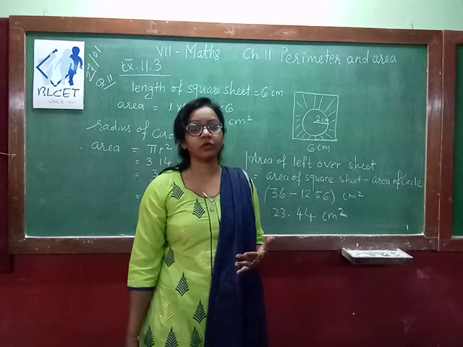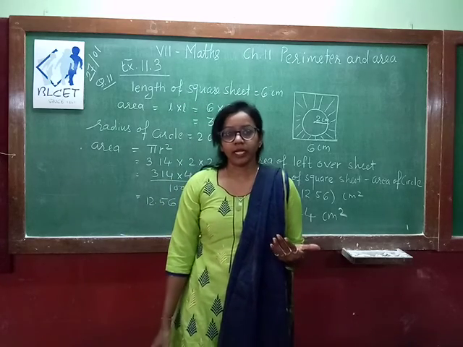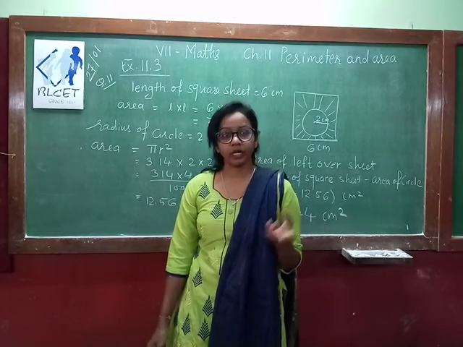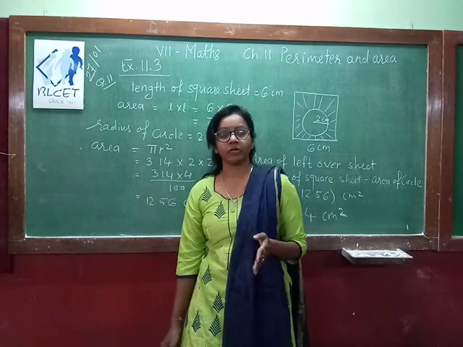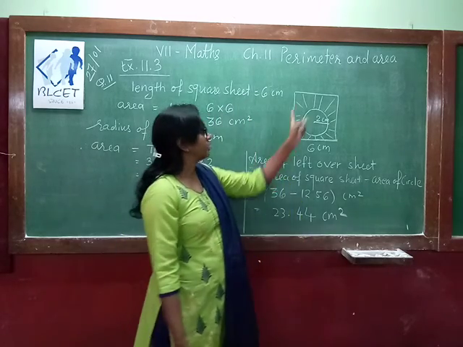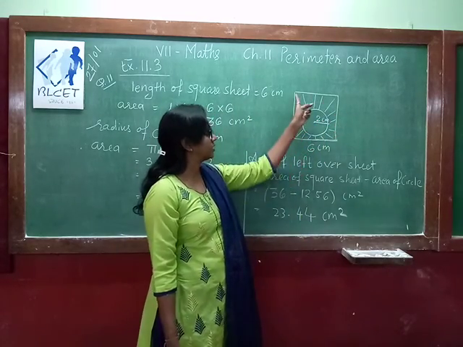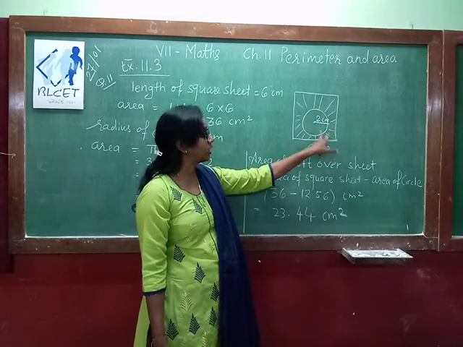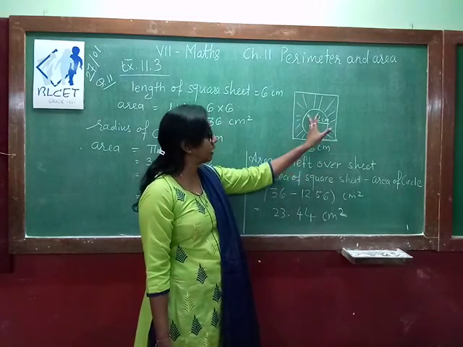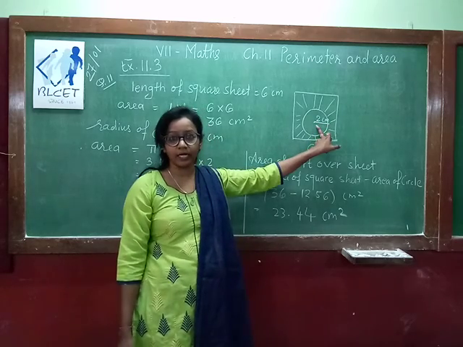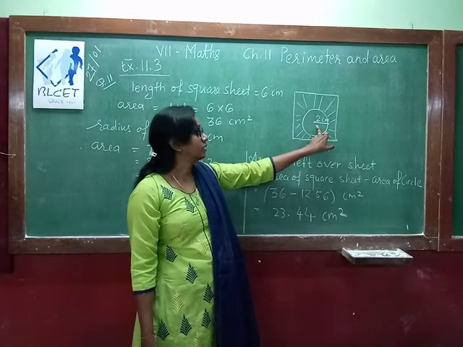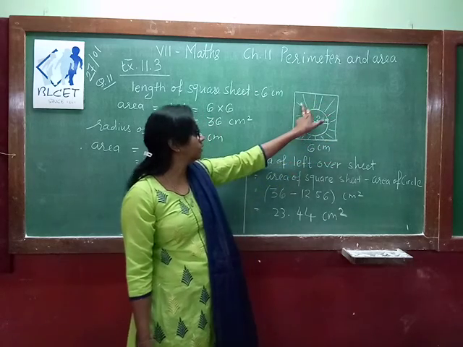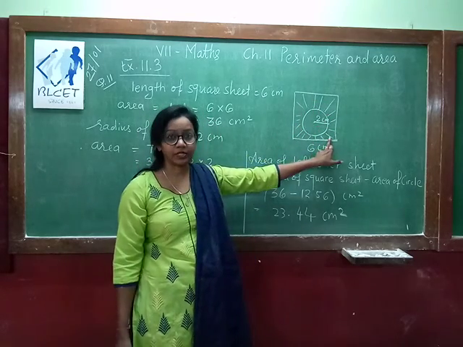Whenever you want to find out the area, whatever data are given in the question, according to that, if it is possible, try to draw the diagram. So this is a square aluminium sheet of side 6 cm. Now from this square sheet we are cutting a circle whose radius is 2 cm. Okay. Now what is the question? We have to find the leftover aluminium sheet.